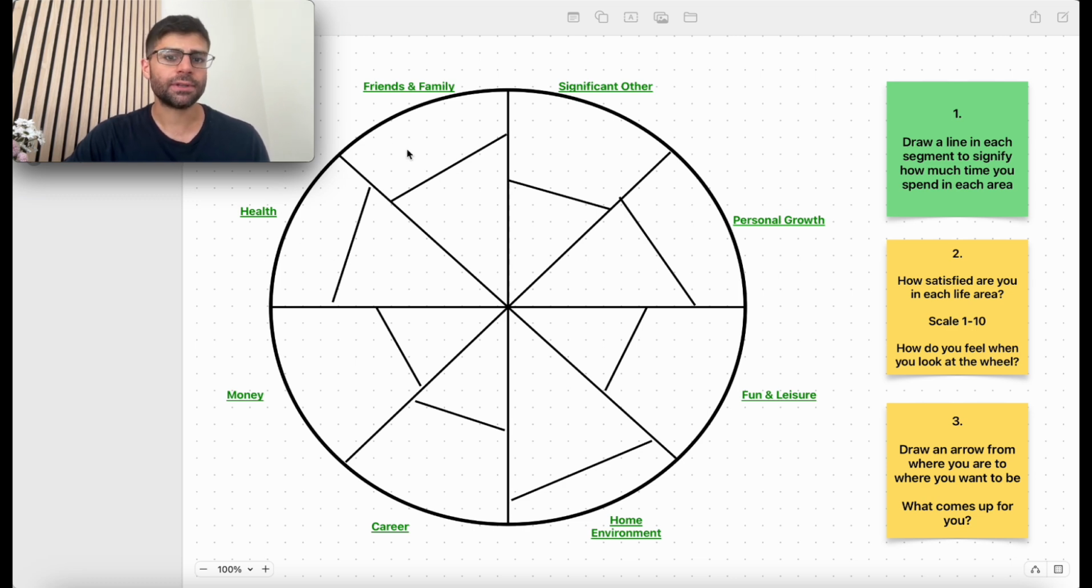And the friends and family, again, a decent amount of time, but there's probably still more time I could spend. Or you might feel that that is enough. You don't want to spend that much time. This space is for you.